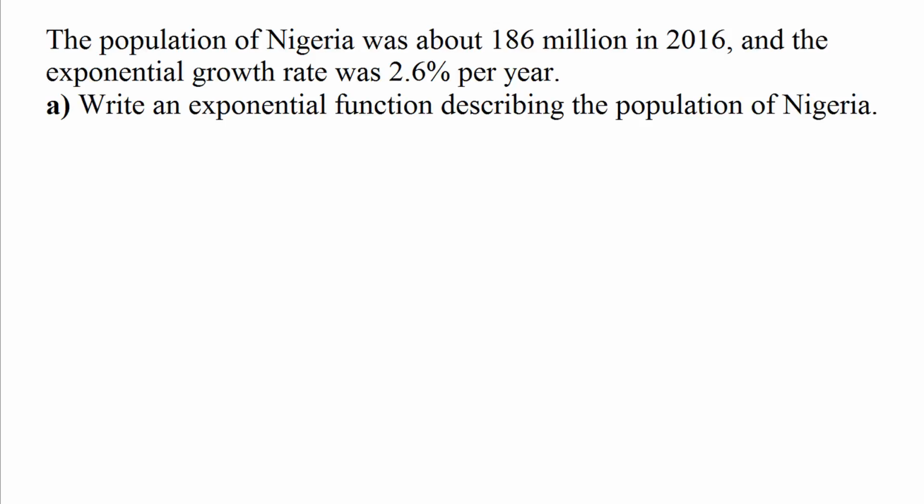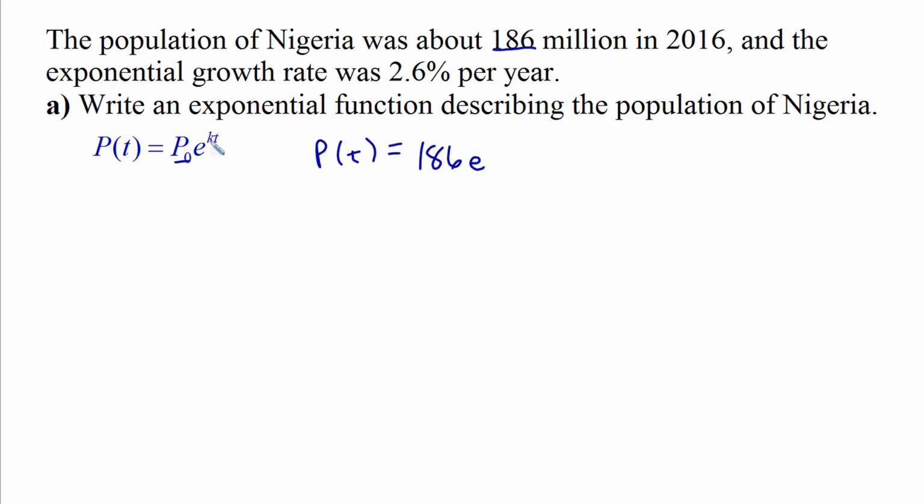The population of Nigeria was about 186 million in 2016, and the exponential growth rate was 2.6% per year. Part A. Write an exponential function describing the population of Nigeria. We have an exponential growth model of P of t is equal to P naught times e to the kt. Well, we're given that the original population was 186 million, so I can start with P of t equals 186 for P naught, and then we have e to the k times t.